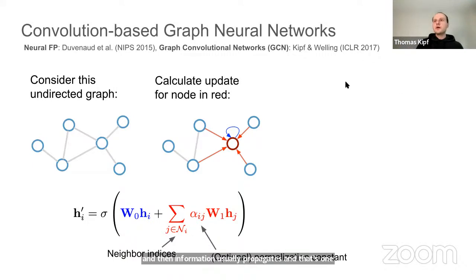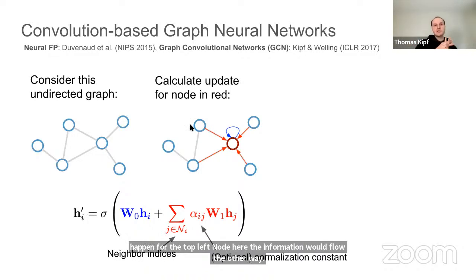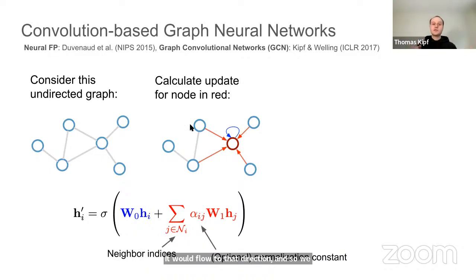There's one more question: are we considering a directed graph here? The answer is no. What I'm showing here is really an undirected graph. I'm just showing that for an update for one particular node, the information flows in. But if you consider the same update for the top left node here, the information would flow the other way. So we don't specify the direction here. Everything always flows into the node.